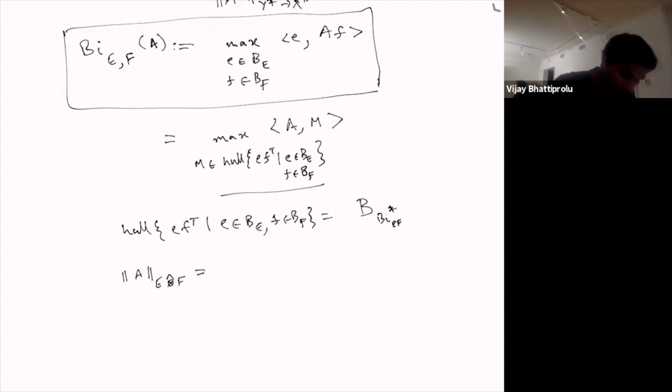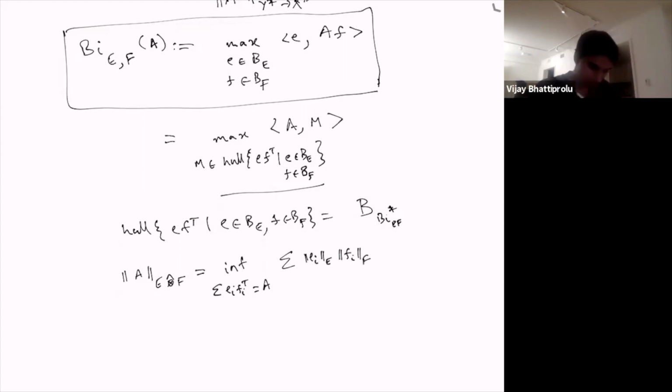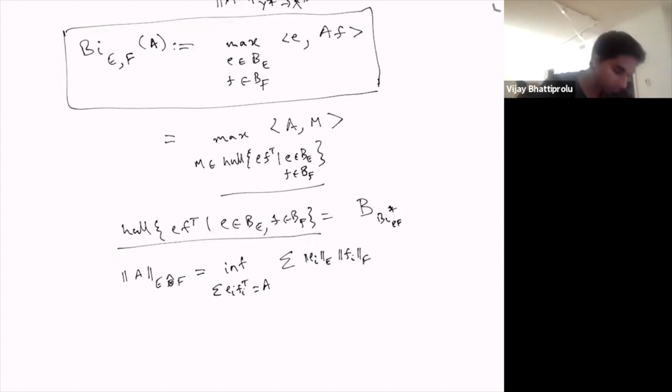So the projective tensor norm, which is the norm corresponding to the unit ball I wrote above, is given as follows. It's the infimum over all finitary decompositions, summation E_i F_i transpose equal to A, of summation of the E norm of E_i times the F norm of F_i. For all practical purposes, I encourage people to think about the unit ball and not the norm itself, because it's a mouthful. But really, the unit ball arises very naturally. It's just the convex hull of unit vector outer products.